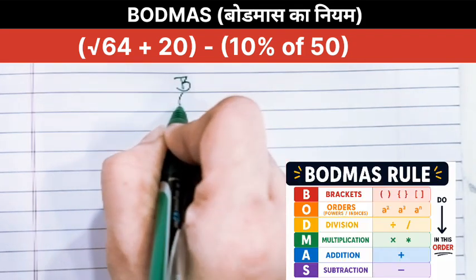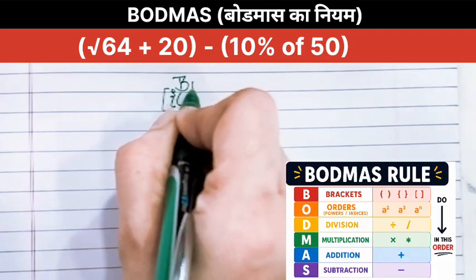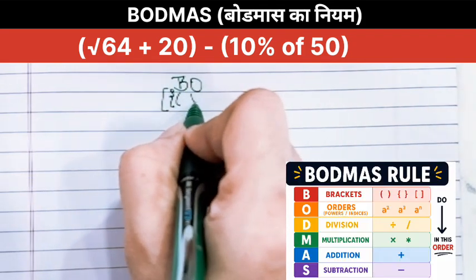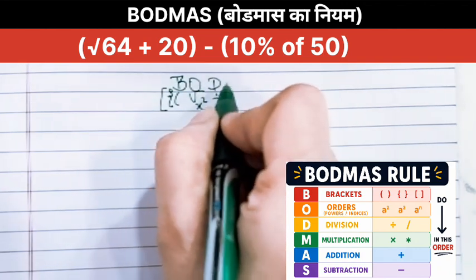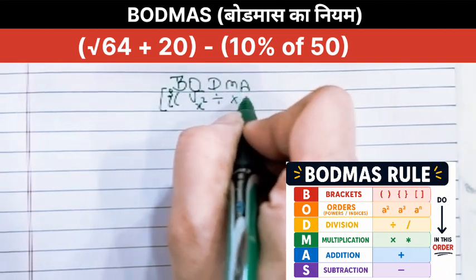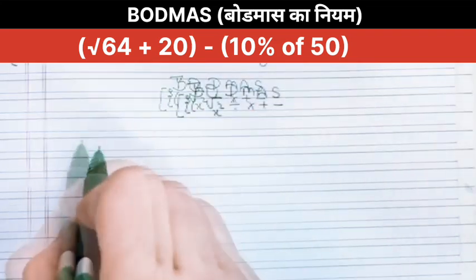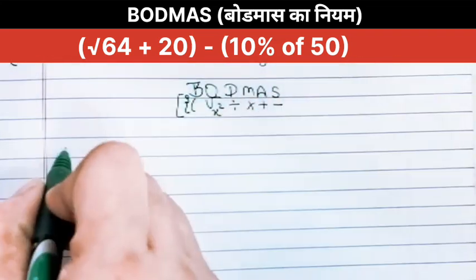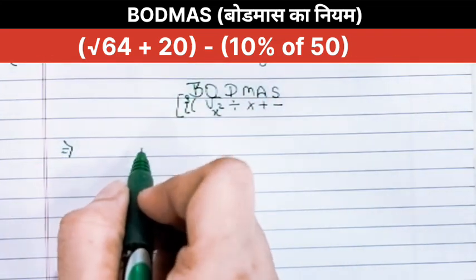BODMAS rule says first we solve brackets: small bracket, curly bracket, then square bracket. O stands for "of", we convert it into multiplication. D stands for division, M stands for multiplication, A stands for addition, S stands for subtraction. Now according to this BODMAS sequence, we'll break down this expression with a step-by-step solution.